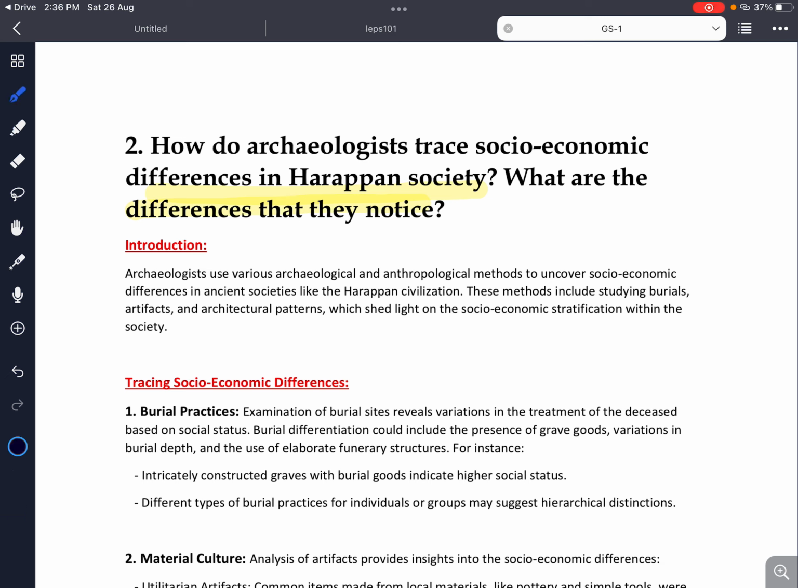So let us start. Archaeologists use various archaeological and anthropological methods to uncover socioeconomic differences in ancient societies like Harappan civilization. These methods include studying burials, artifacts, architectural patterns which shed light on the socioeconomic stratification within the society. So how these burials, artifacts and architecture show us socioeconomic differences, that we will see.